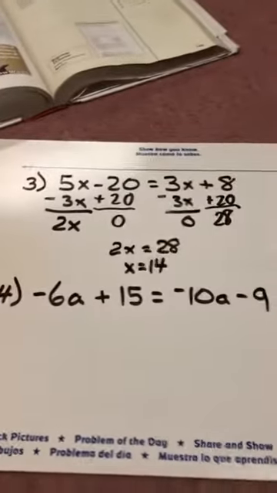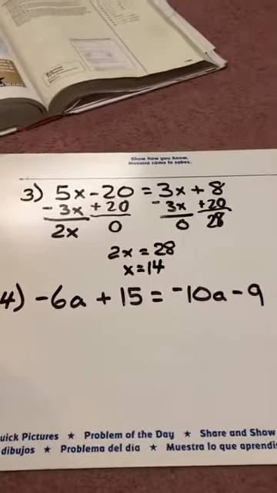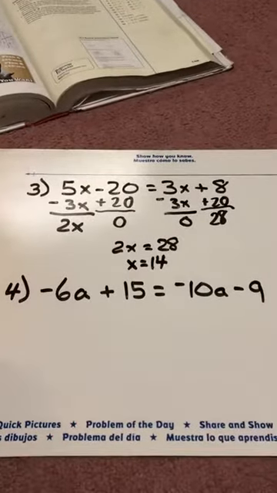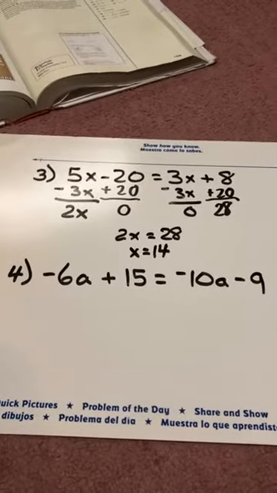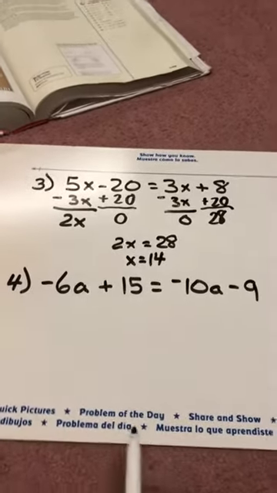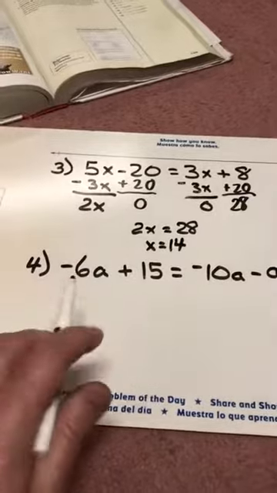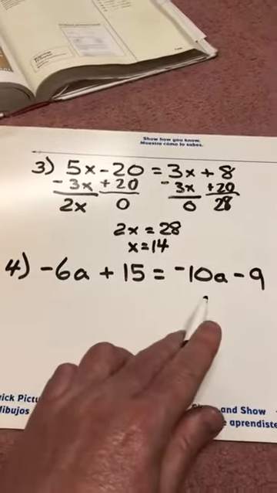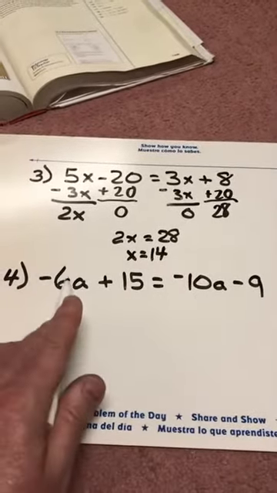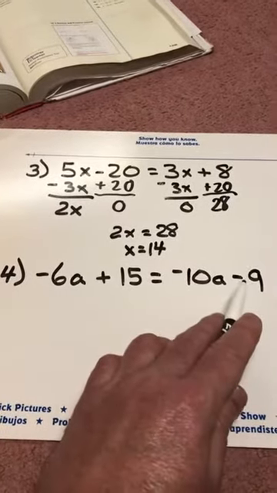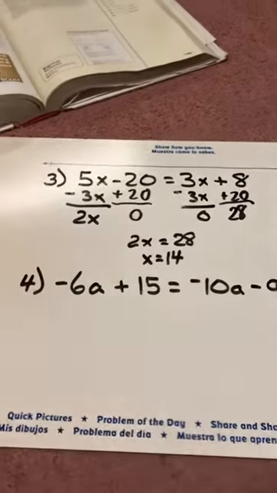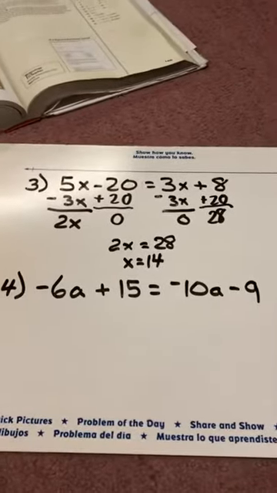Last example that we're going to do for our video today. Negative 6a plus 15 equals negative 10a minus 9. All right, so once again, you have to make a decision. Are you going to bring negative 6a over here? Are you going to bring negative 10a over here? Are you going to bring the 15 over here? Are you going to bring the negative 9 over here? Really doesn't matter, like we said, what combination you do.